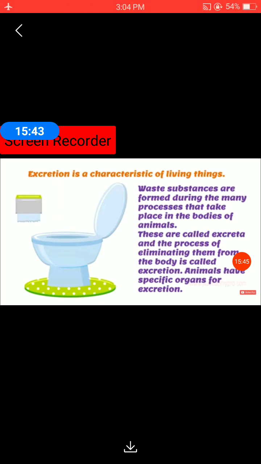The unwanted food is converted into excreta, and the process of eliminating that from the body is called what? Excretion. Animals have specific organs for excretion. So understood, the unwanted material is eliminated with the help of the excretion process.